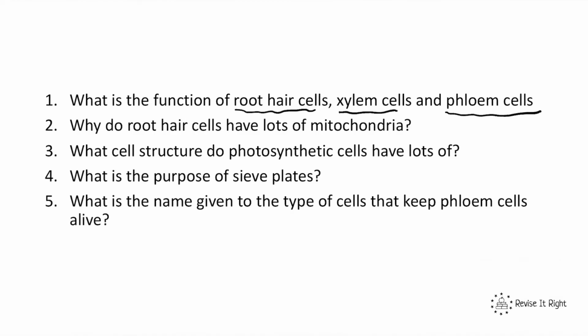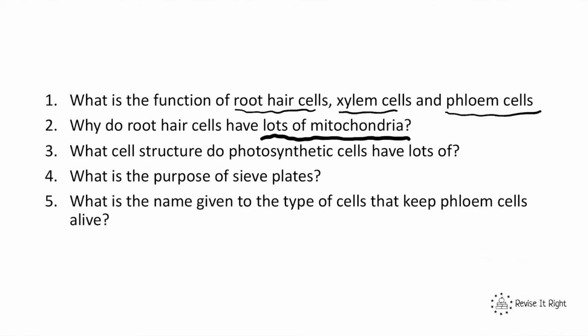So why do root hair cells have lots of mitochondria? The answer to this question, in terms of lots of mitochondria, is always for energy, to provide lots of energy for the movement of mineral ions into the root hair cell. Remember that it requires energy by active transport. You will learn about that in a future video.